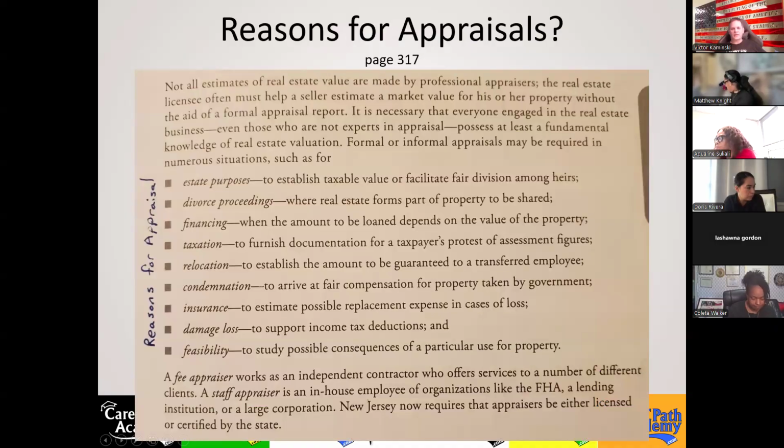So why do people get appraisals? Well, here's a bunch of reasons. Estate purposes, divorce proceedings, financing, to get the financing to buy a property or refinancing, taxation reasons, relocation, condemnation proceedings, eminent domain, insurance reasons, damage and loss studies for tax deductions, and feasibility studies of consequences of a particular use for a property. So these are reasons that we do them.